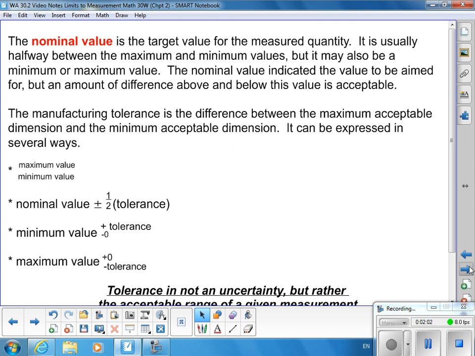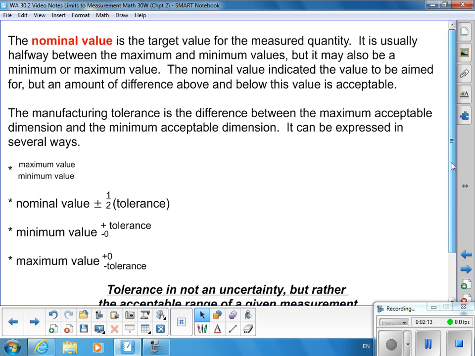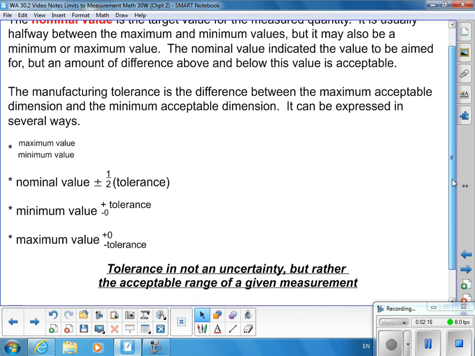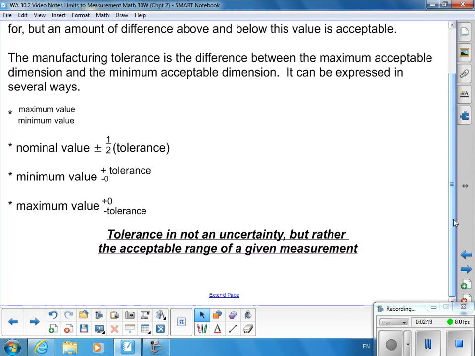Okay? So your nominal value indicates the value that's being aimed for, but the amount of difference above and below this value can be accepted. The manufacturing tolerance is the difference between the maximum acceptable dimension and the minimum acceptable dimension. They can be written in several different ways. Maximum value over minimum value, written above each other. Nominal value plus or minus half the tolerance, or you could write minimum value plus the tolerance or maximum value minus the tolerance. Tolerance is not an uncertainty, but rather the acceptable range of a given measurement.